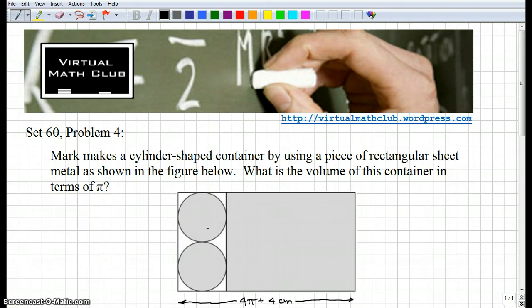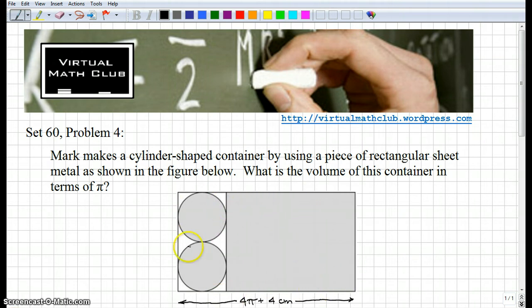Mark makes a cylinder-shaped container by using a piece of rectangular sheet metal as shown in the figure below. What is the volume of this container in terms of pi? Alright, well, you can see that here's this piece of rectangular sheet metal, and we're given one of the dimensions.